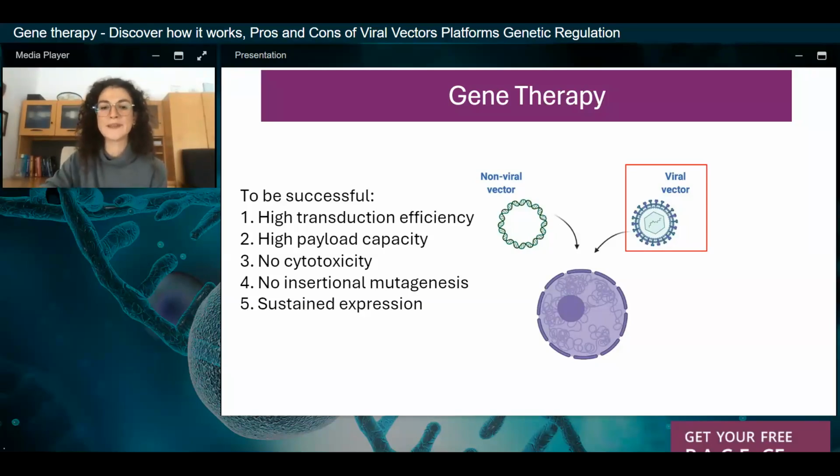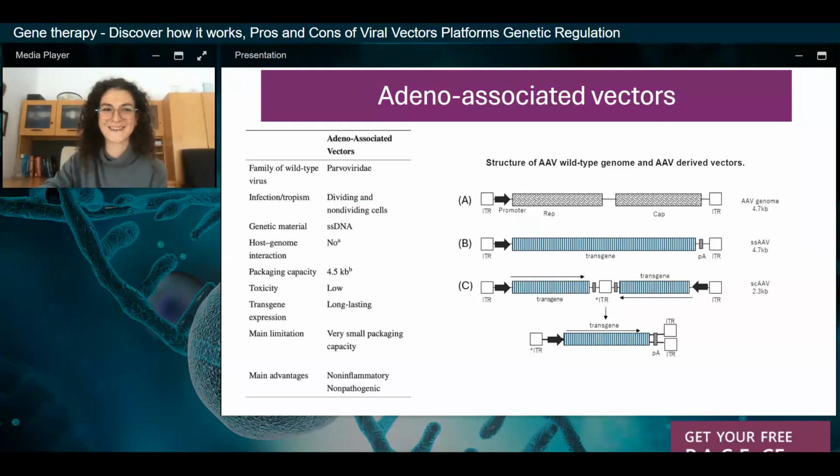So we will discuss two viral vector platforms, one based on adeno-associated vectors and one based on herpes simplex vectors. Adeno-associated vectors, or AAV vectors, are the most widely used viral vector platform. They are small, single-stranded DNA viruses with a very limited payload capacity of about 4.7 kb. And therefore, they are very easy to manipulate. The main advantages are that they are not pathogenic and cause few events of insertional mutagenesis.